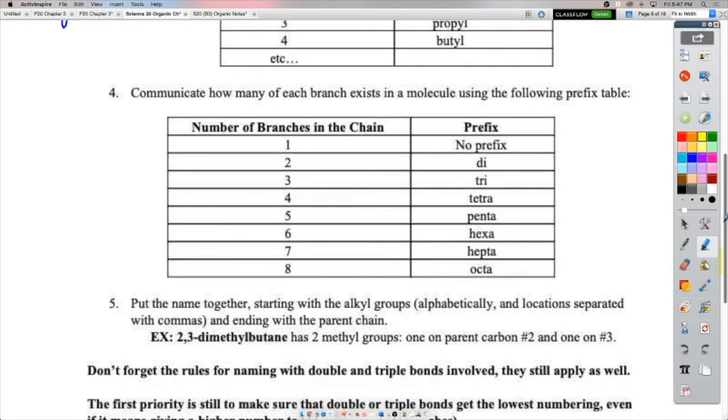So that just means, for example, if you have 2 methyl branches, you would say where they are, and then you would say dimethyl. So this is here, okay? So there's an example down here. We have 2,3-dimethyl. So all that means is we have butane, which is 4 carbons, no double bonds, right?